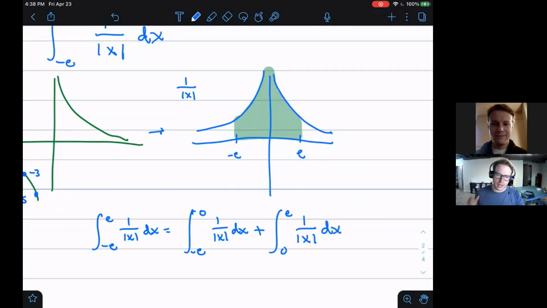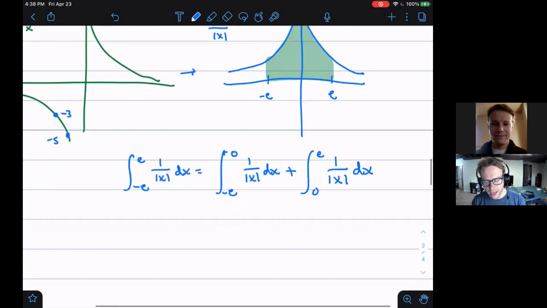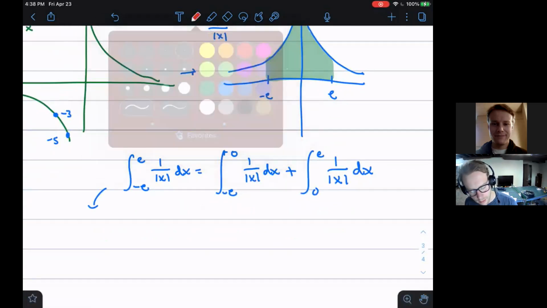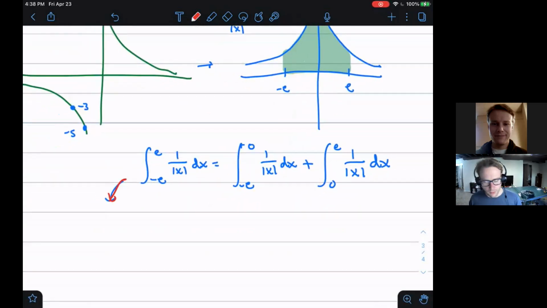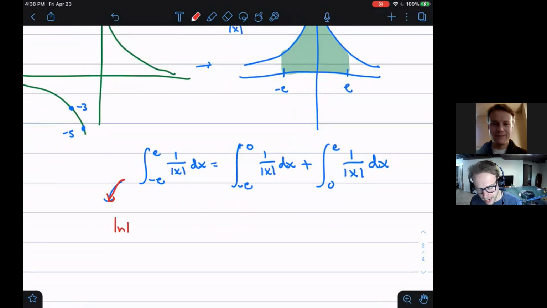So we need to be very careful about our discontinuities. The way that we do that is we break this up and make sure that we look at those things. If you were to just try to evaluate this with maybe the fundamental theorem of calculus, forgetting that this is an improper integral, you would say the integral of 1 over x is going to be the natural log, for instance, natural log of the absolute value of x.